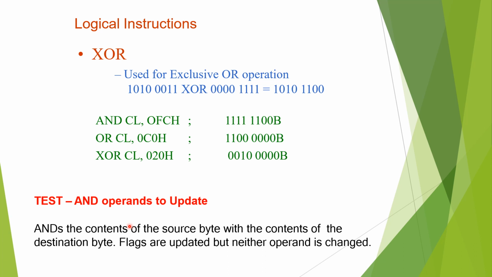So the test instruction is used for the AND operation, but the data will not be stored in the destination register. It only performs AND, and the output content will not be stored in the destination byte, but only the flags are updated according to the output. That is the logic for the test operation.